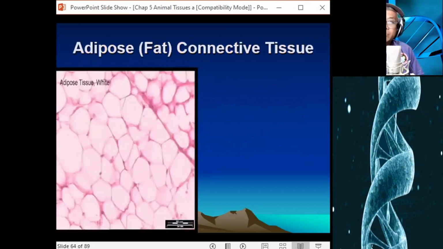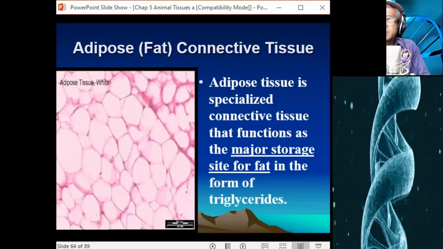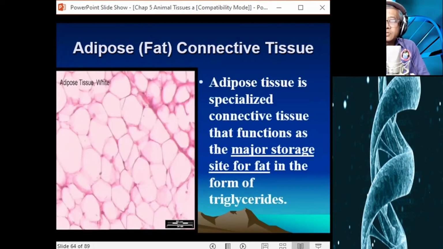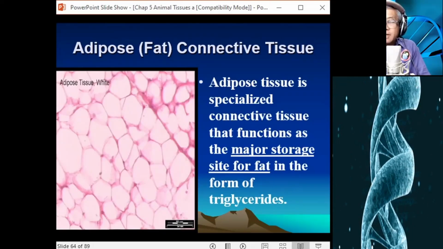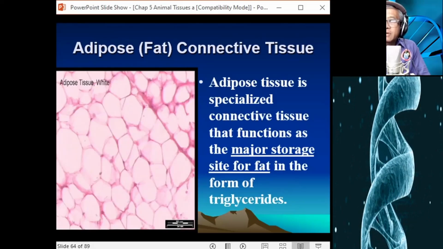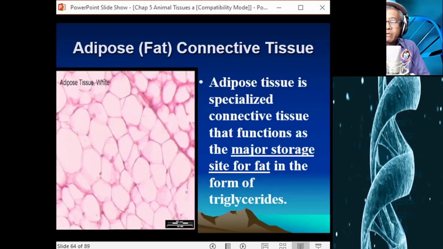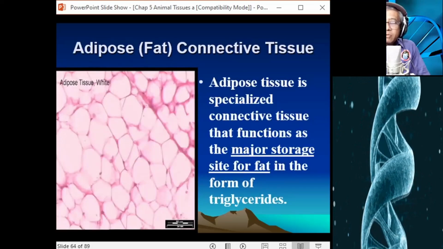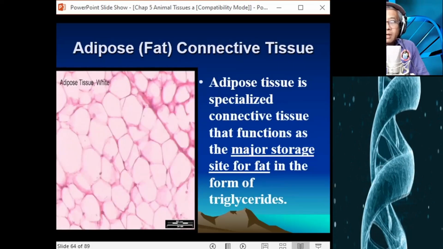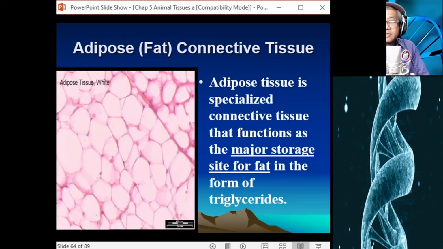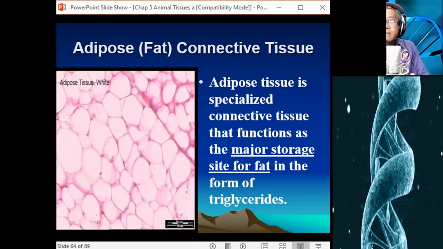So what is adipose connective tissue? Adipose connective tissue is a specialized connective tissue that functions as a major storage site for fat. Ito yung reserve fuel that I mentioned earlier. This type of tissue can store fats in the form of triglycerides. If you will notice under the microscope, the cells are globular and medyo malaki yung kanilang vacuoles or vesicles. The vesicles contain triglycerides. So storage siya ng fat.